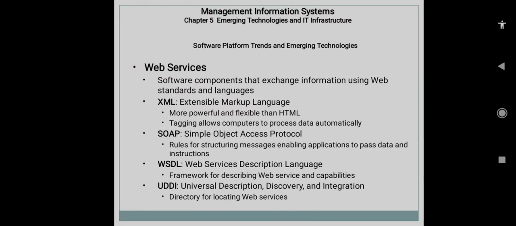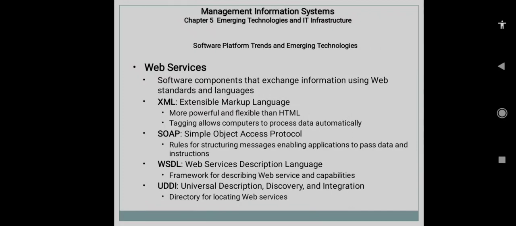Web services. Software components that exchange information using web standards and languages. XML, extensible markup language, is more powerful and flexible than HTML. Tagging allows computers to process data automatically. SOAP, or Simple Object Access Protocol, provides rules for structuring messages, enabling applications to pass data and instructions. WSDL, Web Services Description Language, is a framework for describing web services and their capabilities. UDDI, or Universal Description, Discovery and Integration, is a directory for locating web services.